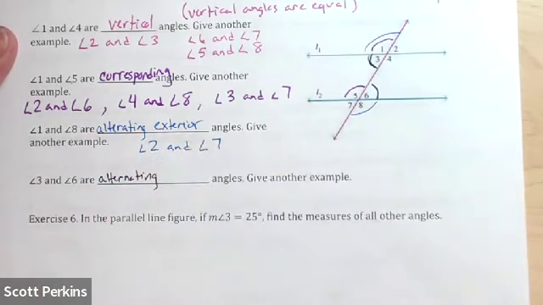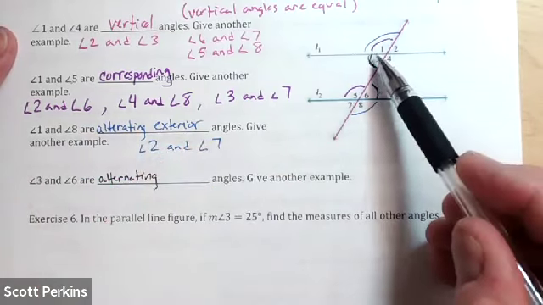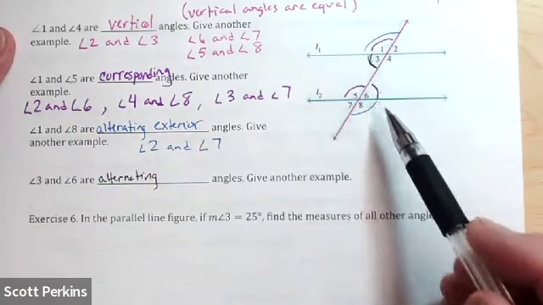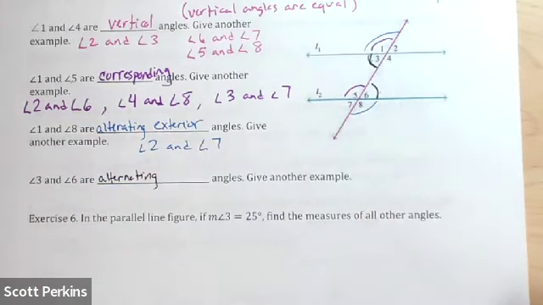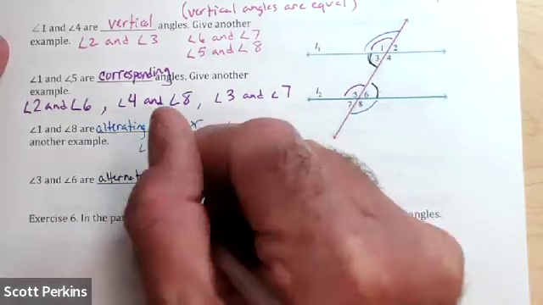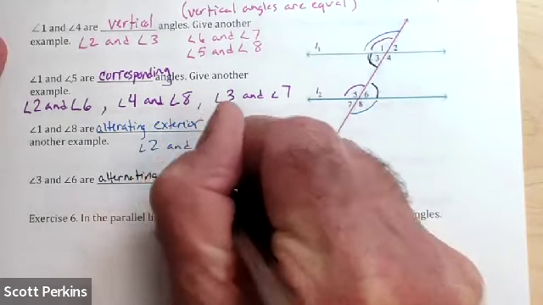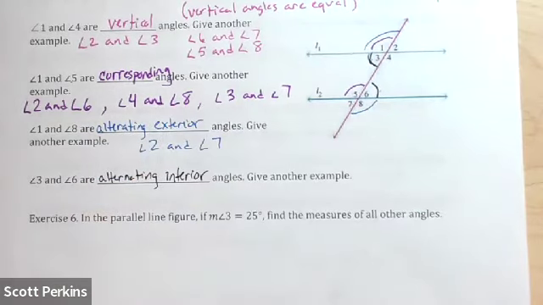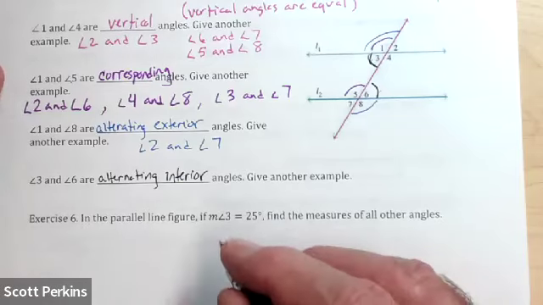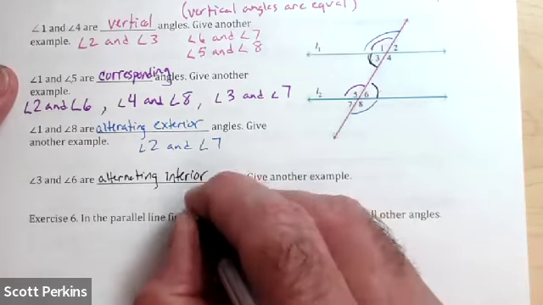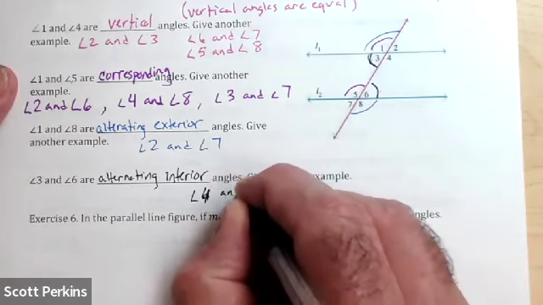Again, they're called alternating because they switch sides of the transversal. 3 is on the left side of the transversal. 6 is on the right side of the transversal. But this time they're not alternating exterior. They're alternating what? Interior. They're on the inside. That's exactly right. There's one other pair of alternating interior angles that are equal. Go ahead and write that down. And what's the other pair of alternating interior angles? Yep, angle 4 and angle 5.